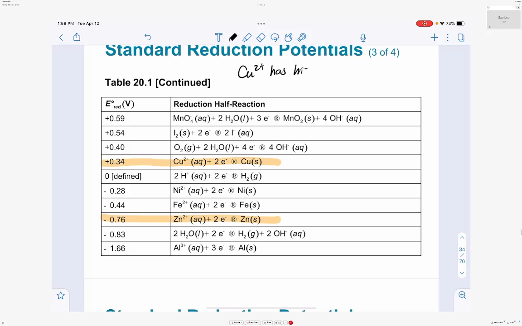Do you have to memorize these values? No, you don't have to memorize. Okay, thank you. Copper 2+ has higher reduction potential, basically meaning greedier for electrons. And this explains why when you set up a zinc and copper voltaic cell, the electrons spontaneously flew from the zinc half cell to the copper half cell.